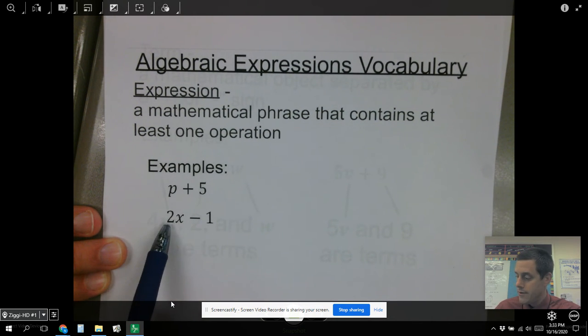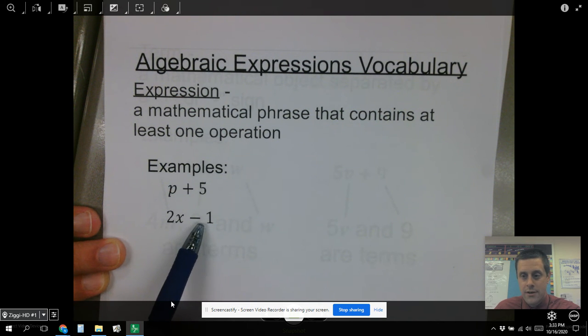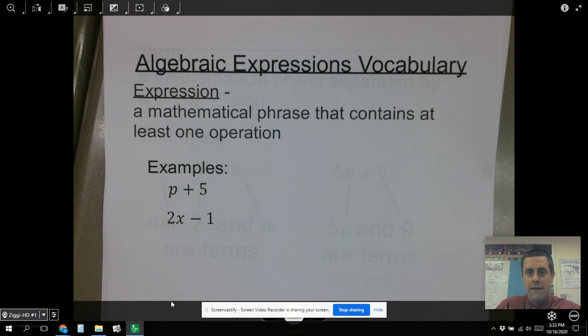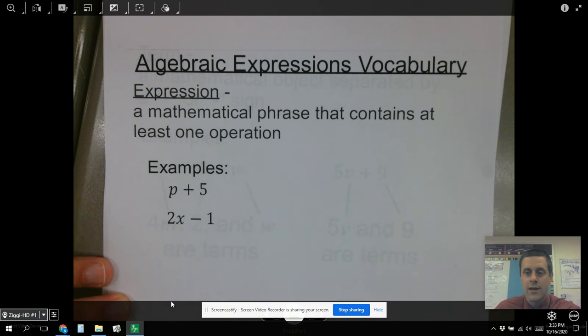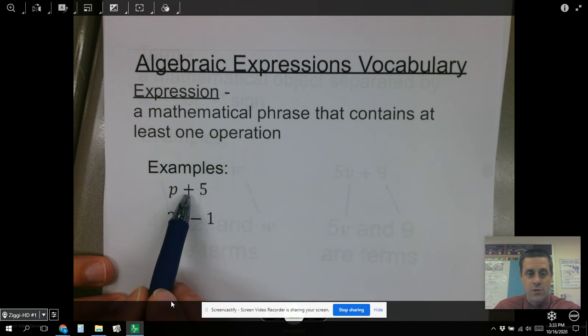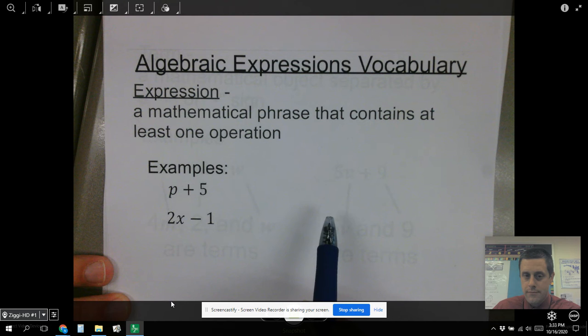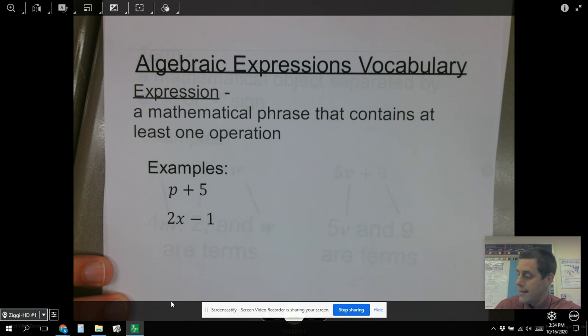2x minus 1, we have multiplication and subtraction. So more than one operation, definitely have an expression. Notice, no expression has an equal sign. As soon as I would add an equal sign into this, they would become equations. So expressions, they have at least one operation, and they do not contain any equal signs.